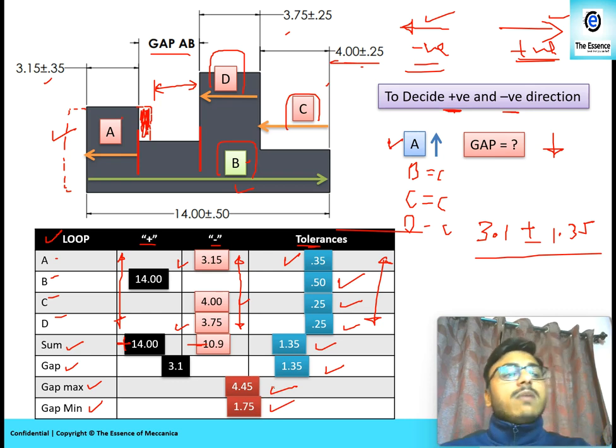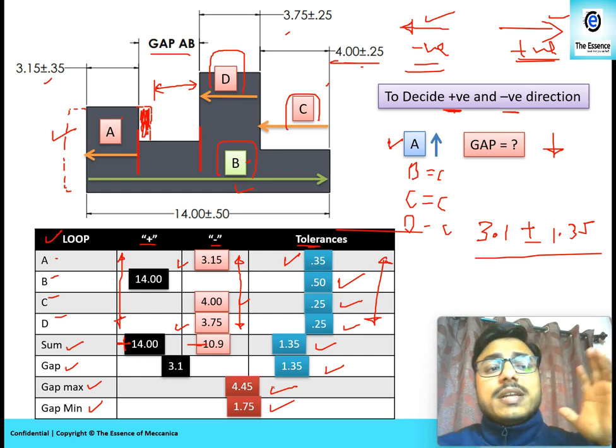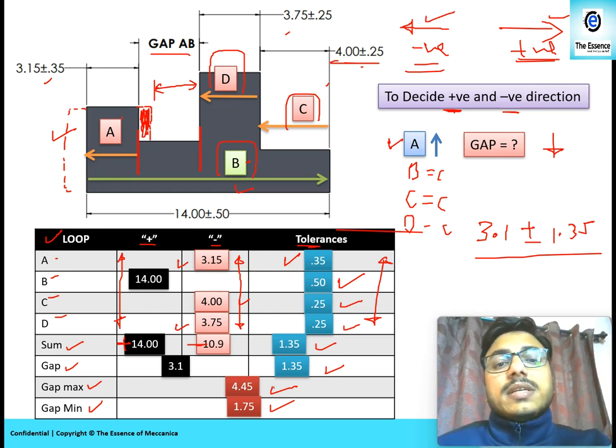Okay. So in this way we prepare the loop diagram, we prepare the stack up table, and we get the result. The answer is min and max gap, and we got those values. So in this way we can perform tolerance stack up analysis. I hope it is clear. Any doubt from this session, you can bring it to our live session and we will discuss it over there.